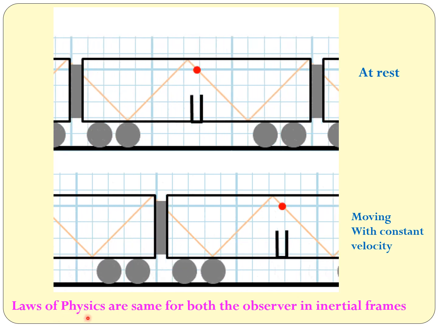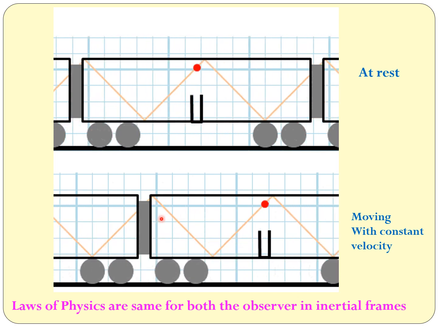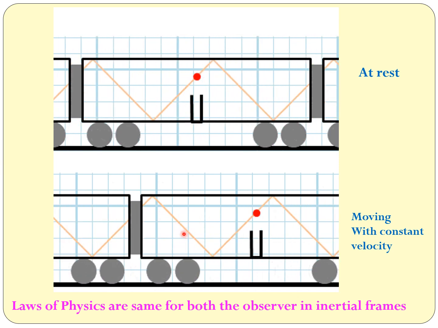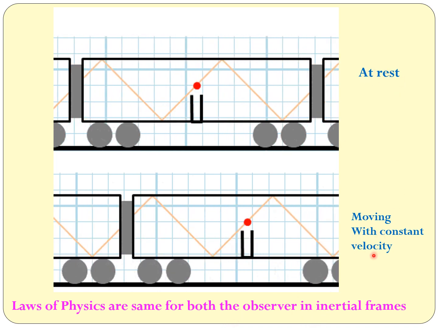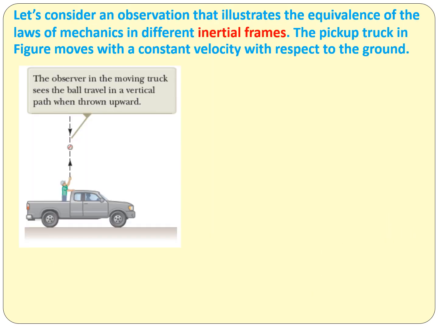So here we see the laws of physics are the same for observers in different inertial frames. Suppose here the train is at rest and this ball is going in this frame, and if the train is moving with some constant velocity, then also this ball is going in this frame. The observer is inside the train in both cases. So the laws of physics are the same for both observers, whether it is at rest or moving with some constant velocity.